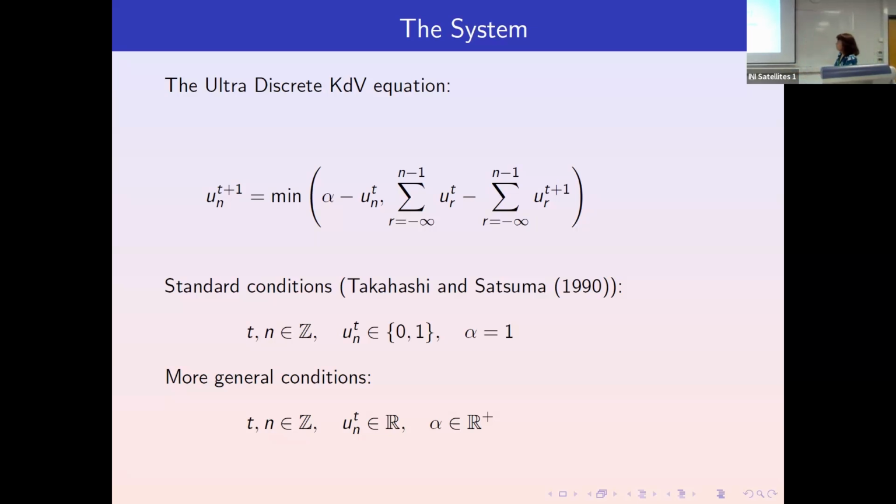The standard conditions were alpha is 1, so that's just a box of size 1. T and N are just integers, and u just takes the value 0 or 1. I'm more interested in the cases where u takes values in the reals, and you could take alpha as a positive real, but you can scale things, so I can always really take alpha as equal to 1 without any loss of generality. So basically time and space are discrete, however my solutions can take any real value.